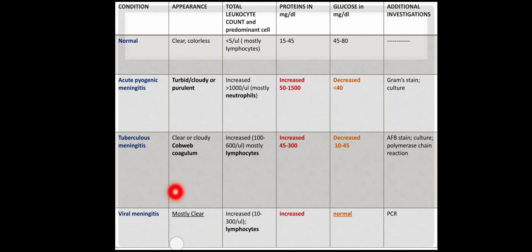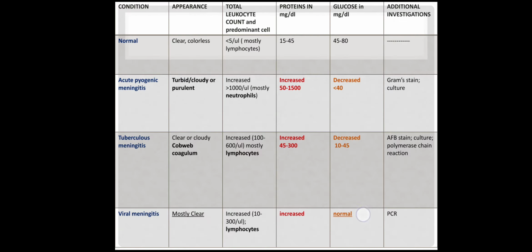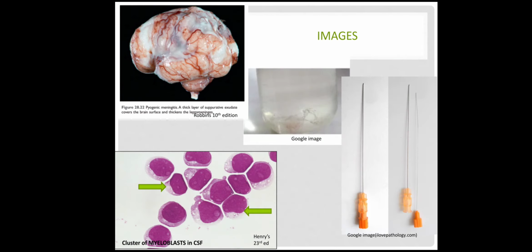In viral meningitis, the CSF is mostly clear. The glucose content is also normal, but the count is again increased to a lesser extent as compared to tubercular meningitis, and the protein content will be increased. So these are the very important differences often asked in theory as well as viva.